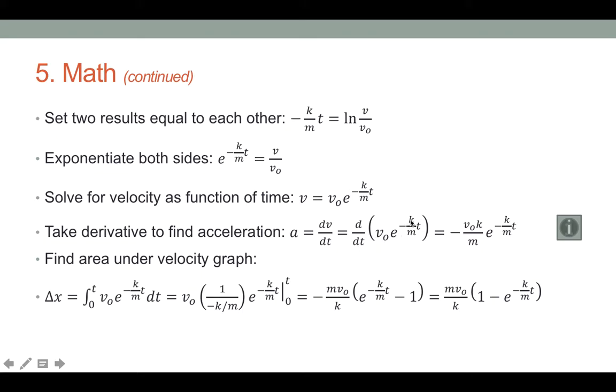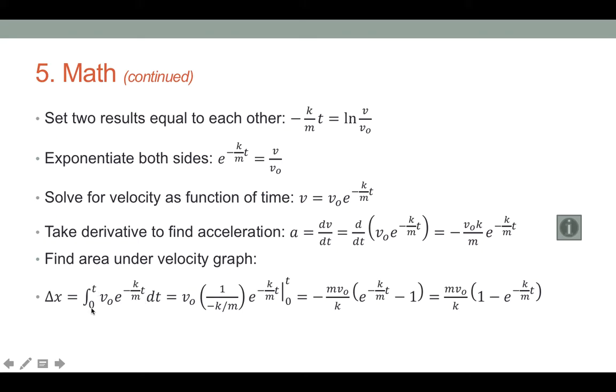We just take the constant b, which is minus k over m, bring that down, and it's e to the minus k over m times t. So there's our acceleration as a function of time. The acceleration is this constant, and it's negative, which we would expect because it's slowing down, times this exponential. So we now have the velocity and the acceleration. Now, to get the displacement, we're going to take the integral of the velocity as a function of time.